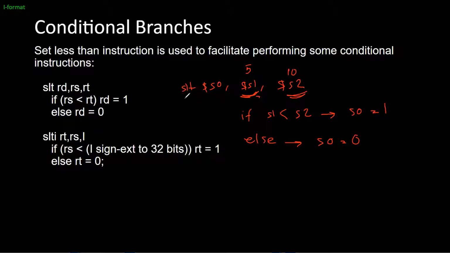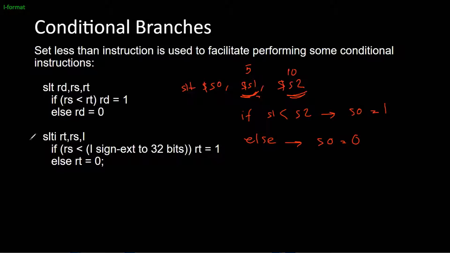So basically, it just checks less than. If this is less than that, set S0 to 1. If it's not, set it to 0. That's the basic instruction here.